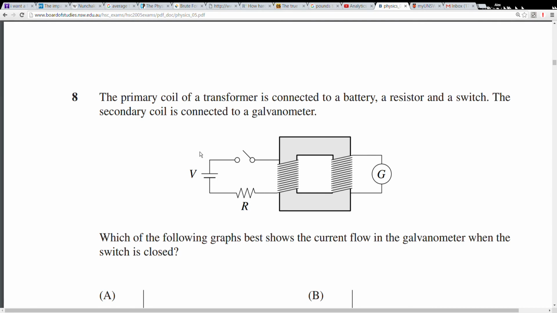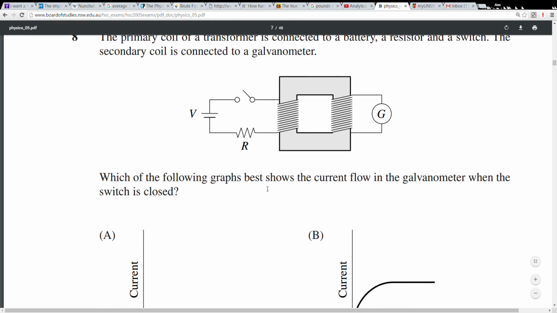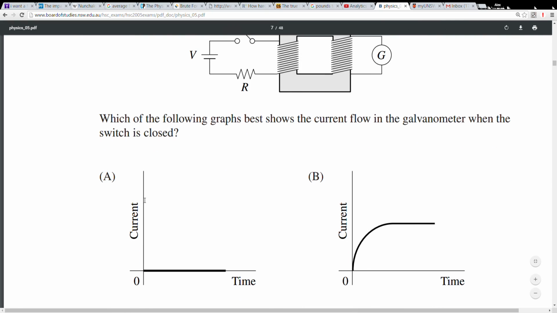A primary coil of a transformer is connected to a battery, a resistor, and a switch. The secondary coil is connected to a galvanometer. Which of the following graphs best shows the current flow in the galvanometer when the switch is closed?